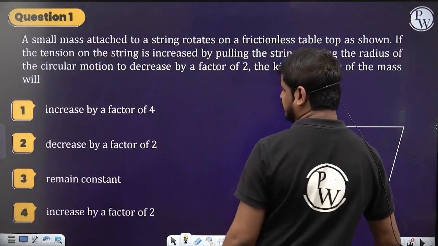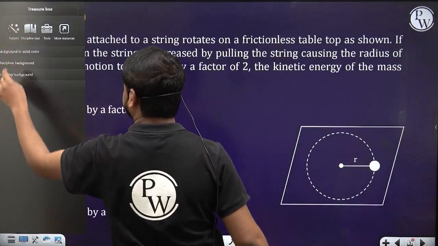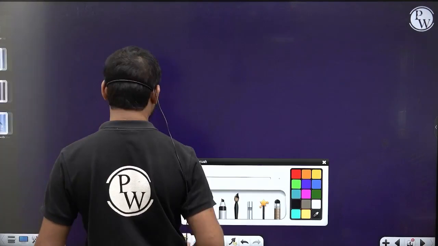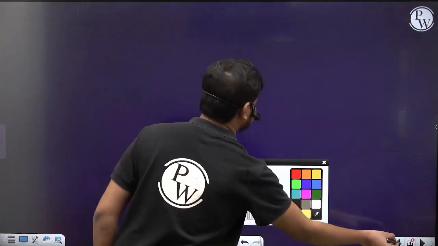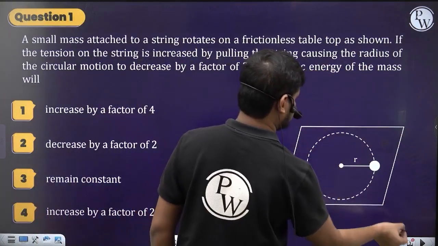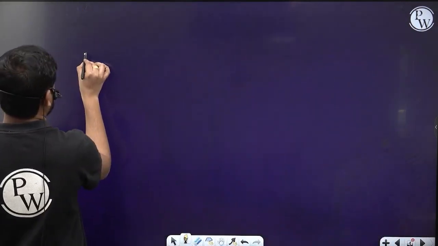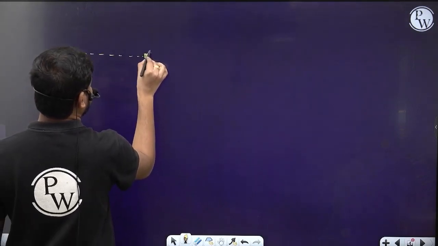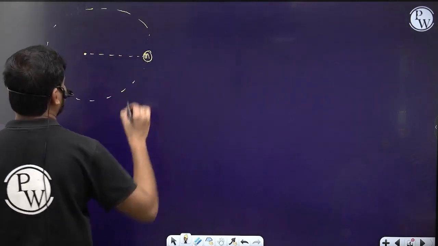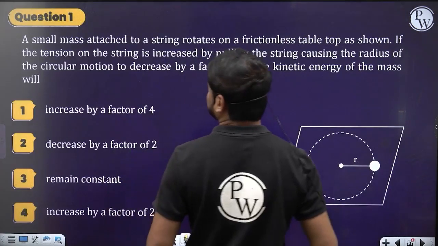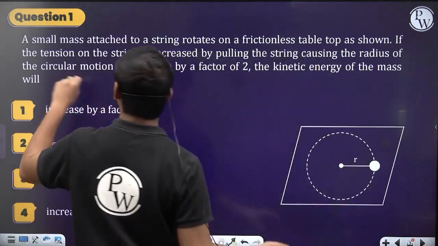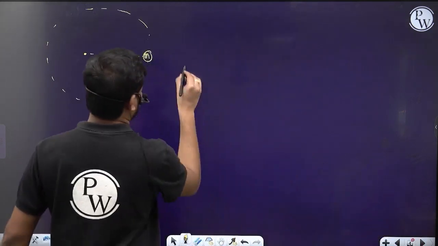See here, first try to understand the given question. What are they saying? Let me take a new slide here. Initially there is a string, a small mass attached to a string rotates on a frictionless table as shown. This is of radius r. This is the string and here the mass m is attached. Now it is rotating on a frictionless table. Now if the tension in the string is increased by pulling the string, it causes the radius of the circular motion to decrease by factor 2.